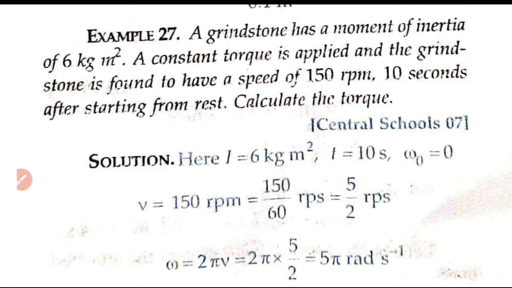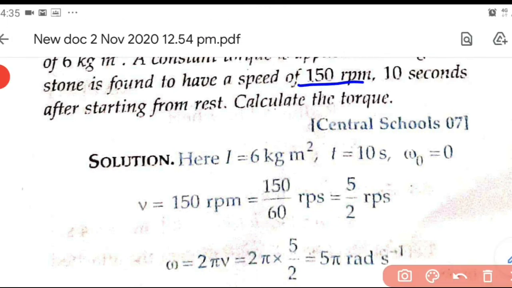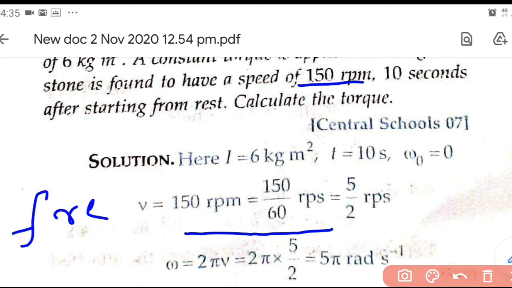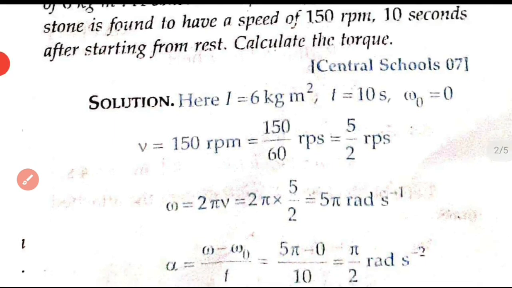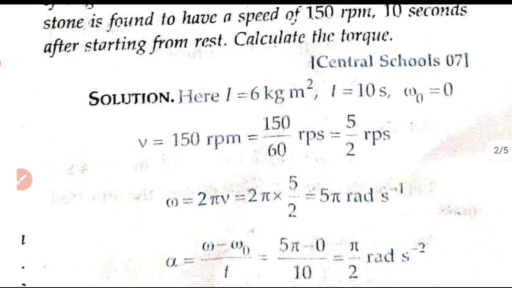In 1 minute there are 150 rotations, and 1 minute means 60 seconds. So in 60 seconds, 150 rotations. In 1 second, how many rotations? It is 150 by 60, that is 5 by 2 rotations per second. This is the frequency. Now if we know the frequency, what is the angular frequency? Omega equal to 2 pi nu. So we have 2 pi into 5 by 2, that is 5 pi radian per second.